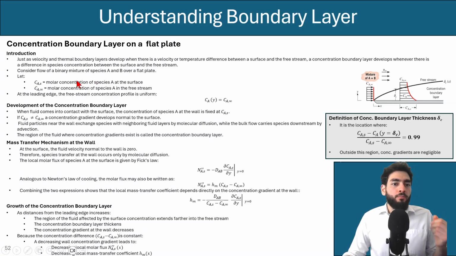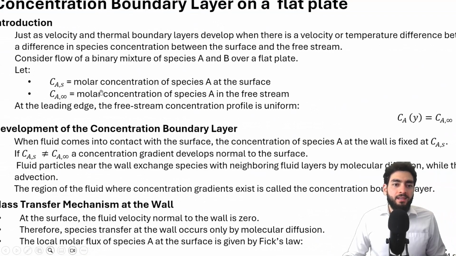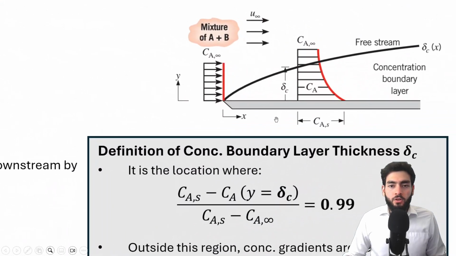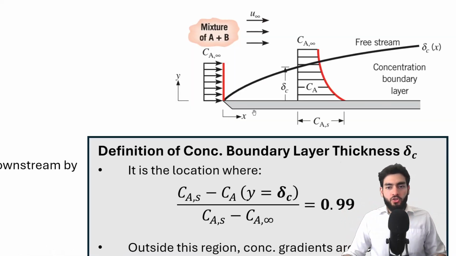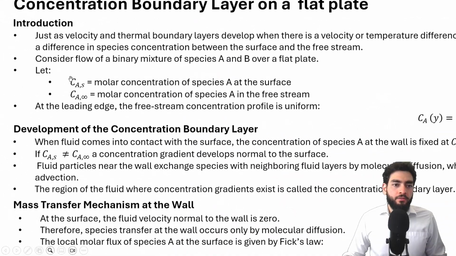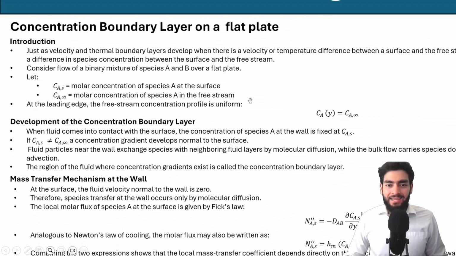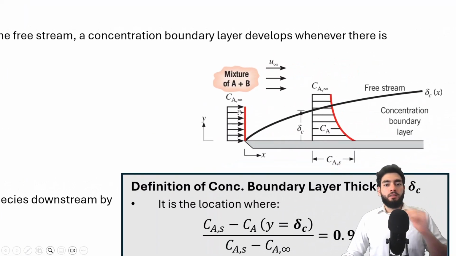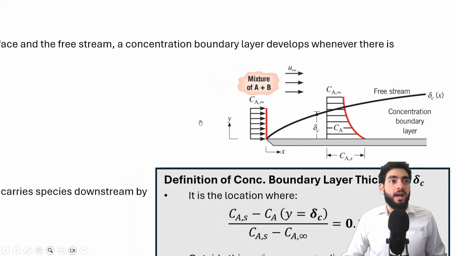So consider the flow of a binary mixture of species A and B over a flat plate, and let the concentration of A, C_A,s, be the molar concentration of species A at the surface. So over here at the surface, you have the concentration of species A, and you have the concentration of species A, C_A,infinity. This is just referring to the molar concentration of species A in the free stream, which is what is in this mixture that is flowing in above the flat plate.